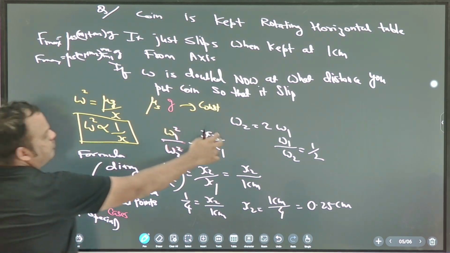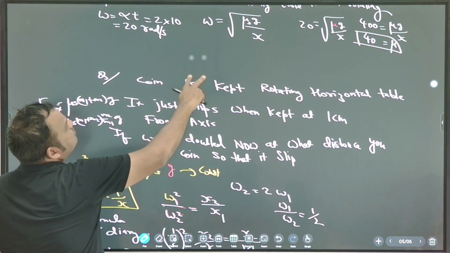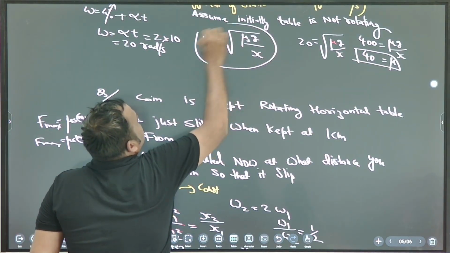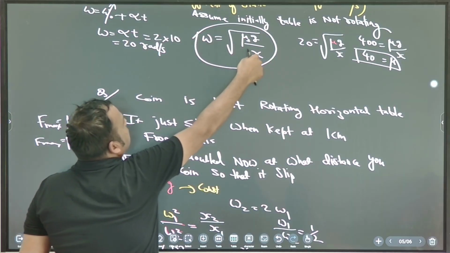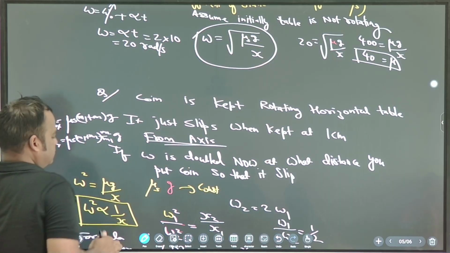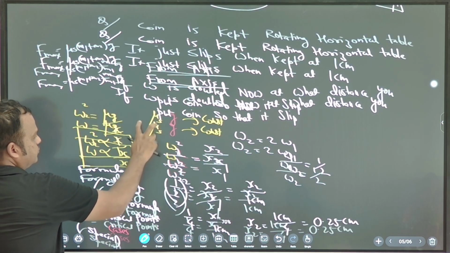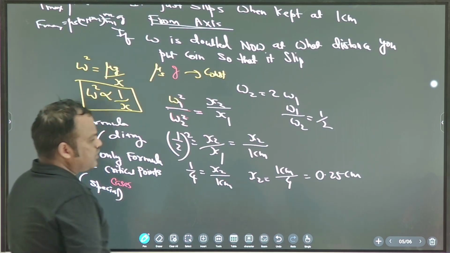So now we have one formula here. This is the formula: relation between omega and x. X is the distance from the axis. Next.